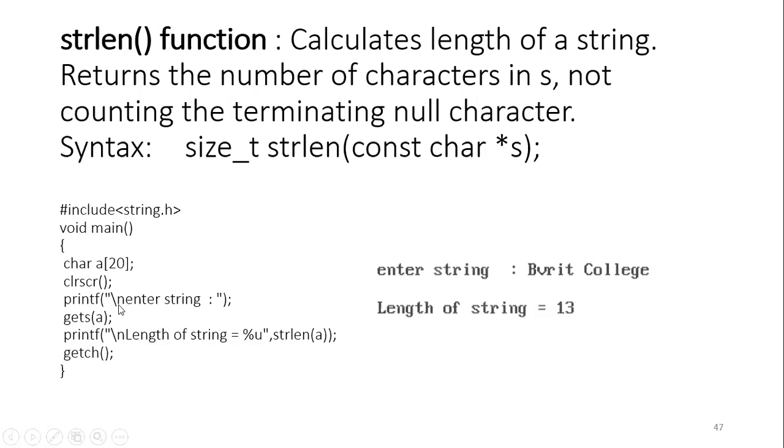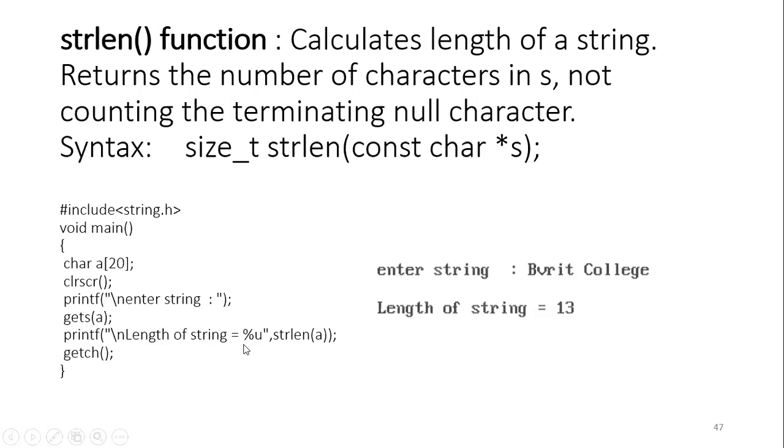I'm demonstrating the strlen function using a program. Here A is an array of 20 characters. Enter the string. Here I'm entering the string as bvrit college by using the gets function. As I've already described, with the gets function we can use spaces. If you use scanf, the remaining characters are ignored. It will consider only the characters before the space, bvrit. If you use gets, it will include the space also. It will consider all the characters as one string.